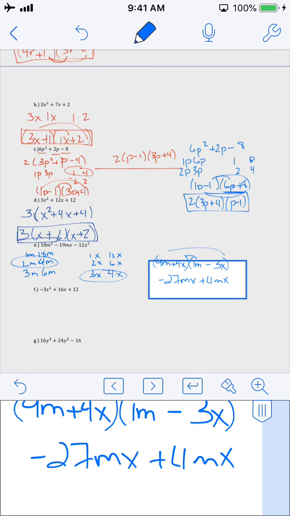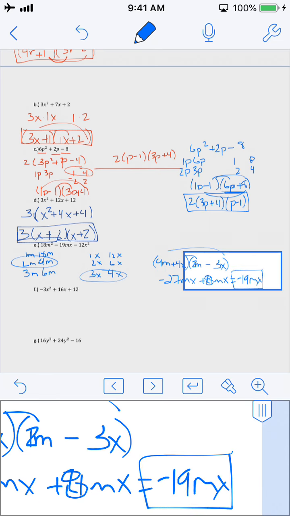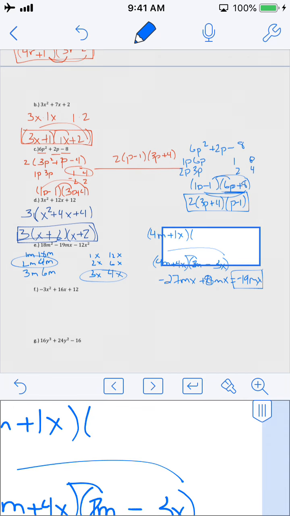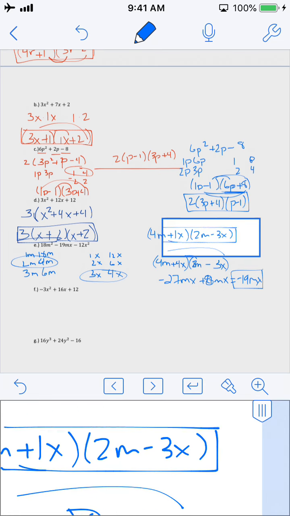I'm sorry. Plus, that's a 2. My apologies, 2. 8. I get negative 19mx. So I found it. So my final factored form is 4m plus 1x, 2m minus 3x. Notice the m's and the x's played into that very little.